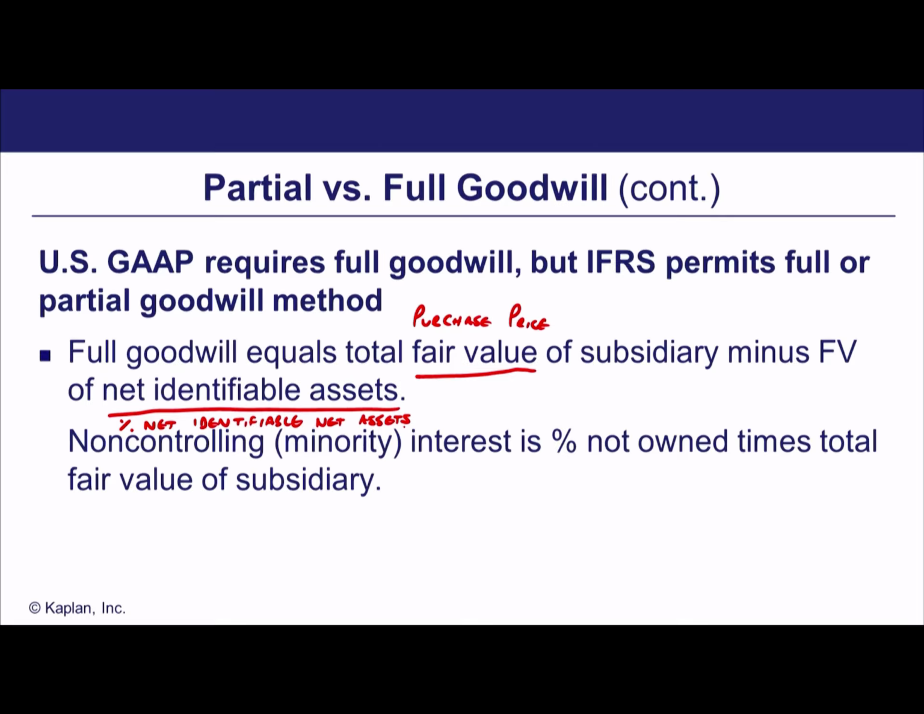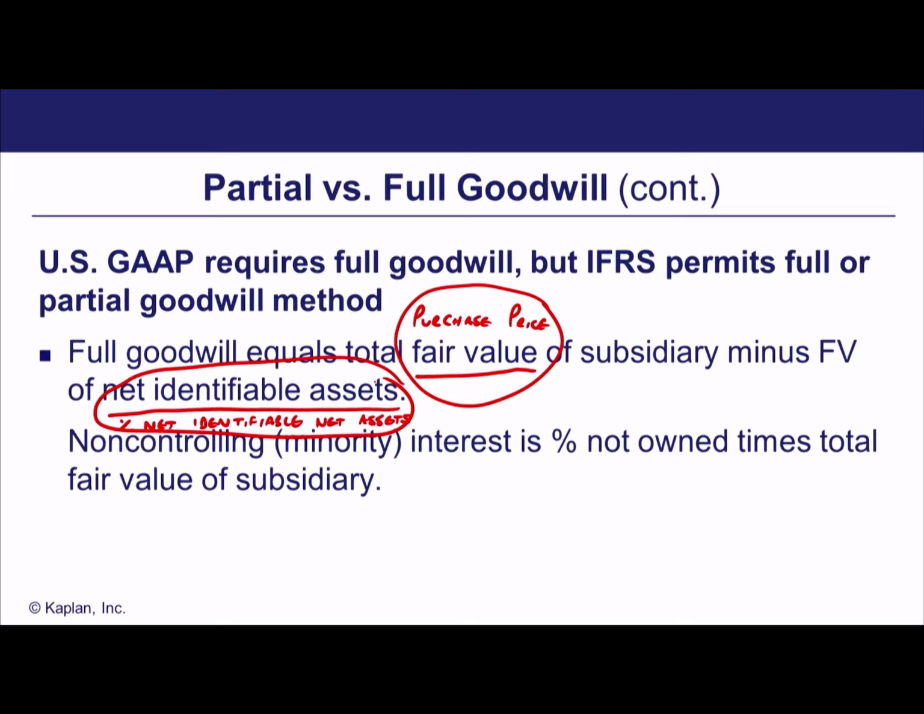Now, therefore, essentially, if you're looking at acquiring 100% of the share capital, these two things would be the same, and these two things would be the same. So full and partial goodwill is identical if you acquire 100% of the share capital. However, if you're acquiring less than 100% of share capital, then purchase price is not the same as fair value. Net identifiable assets is not the same as our share of net identifiable net assets.